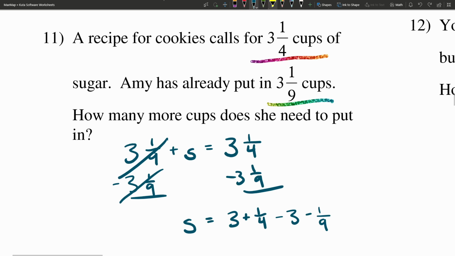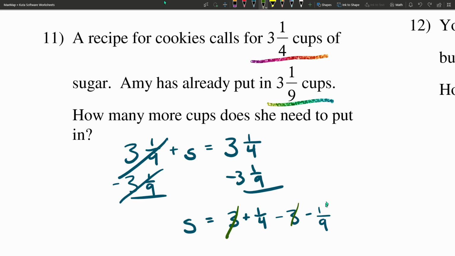Now with this, it's a little bit easier to simplify down because my whole number 3 minus my other whole number 3 is going to be 0. So all I have is 1/4 minus 1/9. And in order to do this, I need to write everything in terms of a common denominator. So 4 doesn't go into 9, so we're going to have to find some other number that they both evenly go into. What are 4 and 9 both factors of?